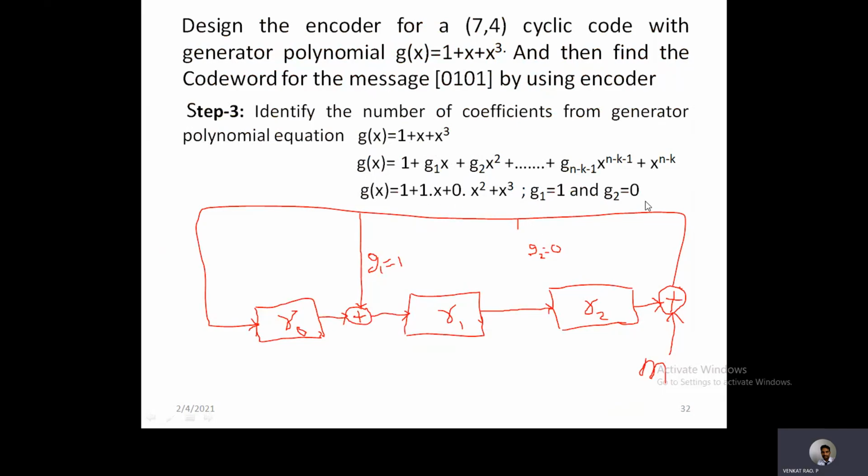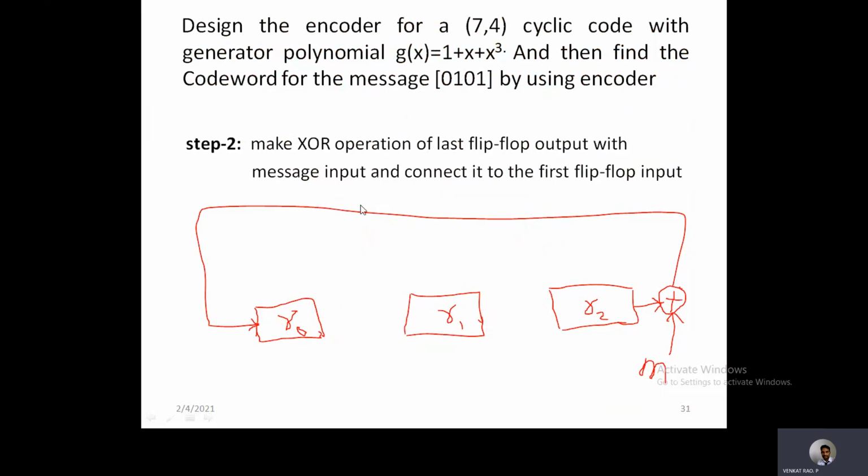So G1 is the first coefficient which must be connected to the feedback after the first flip-flop. G2 is the second coefficient, automatically connected after the second flip-flop and so on. But here we know that G1 is equal to 1. If any coefficient is 1 in this feedback loop, then only connect this feedback path to the output of the first flip-flop and make an XOR operation. If there is a coefficient, then only there is a connection. The XOR output will be connected to the second flip-flop.